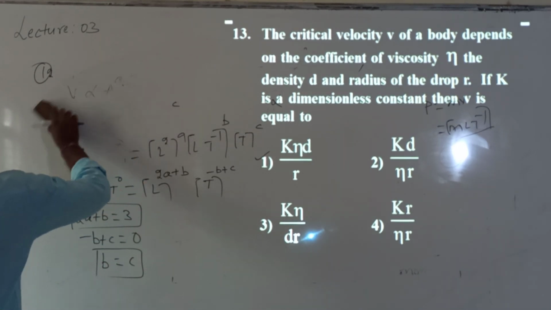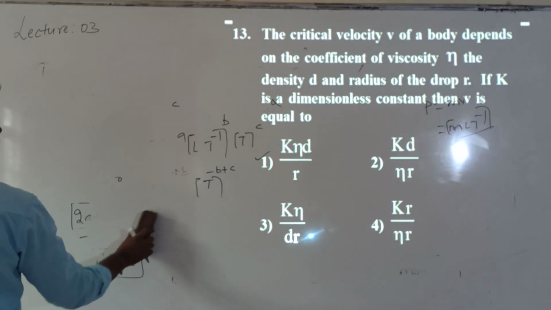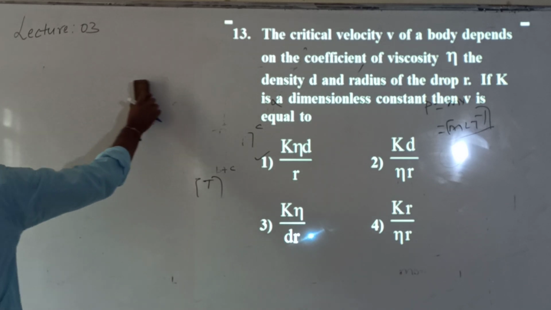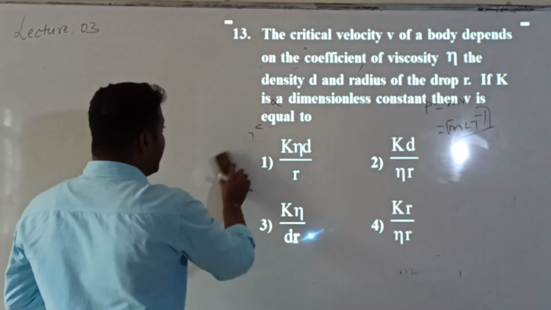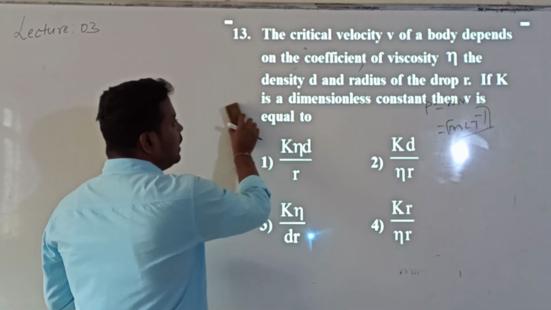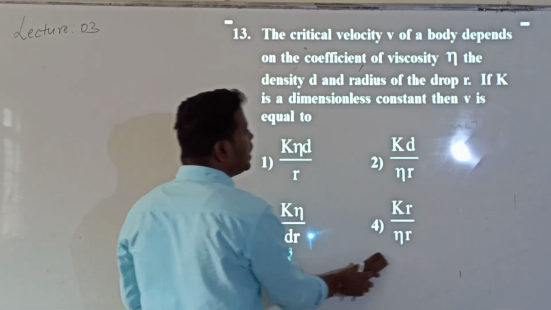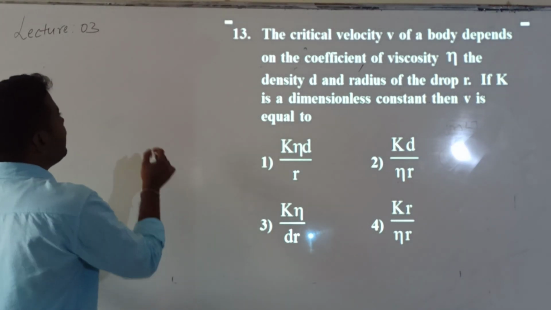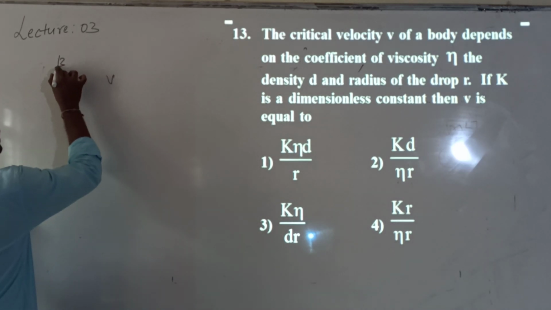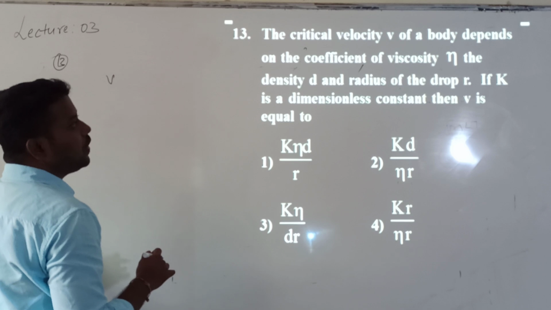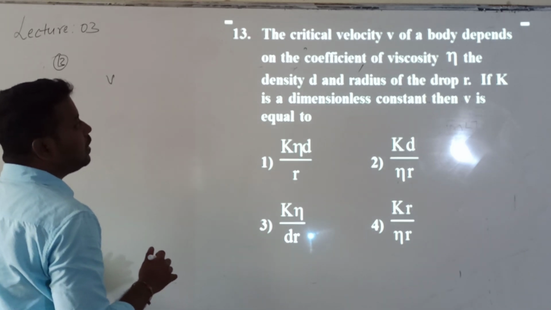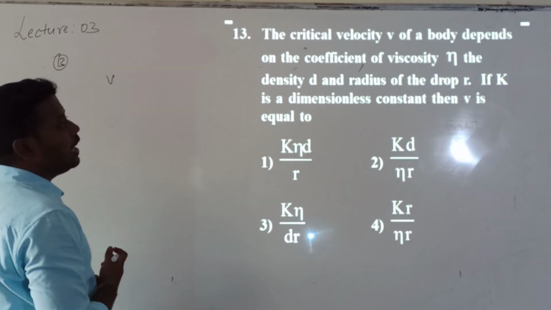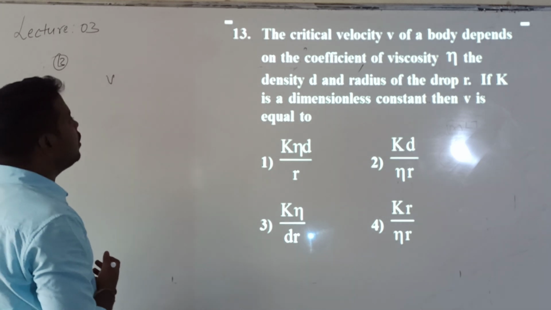So question number 13. This question is also based on applications of dimensional analysis. In this application, that is deriving the relation between the physical quantities concerned with a physical phenomenon. The critical velocity of a body depends upon the coefficient of viscosity, density and radius. If k is a dimensionless constant, what is the value of v?